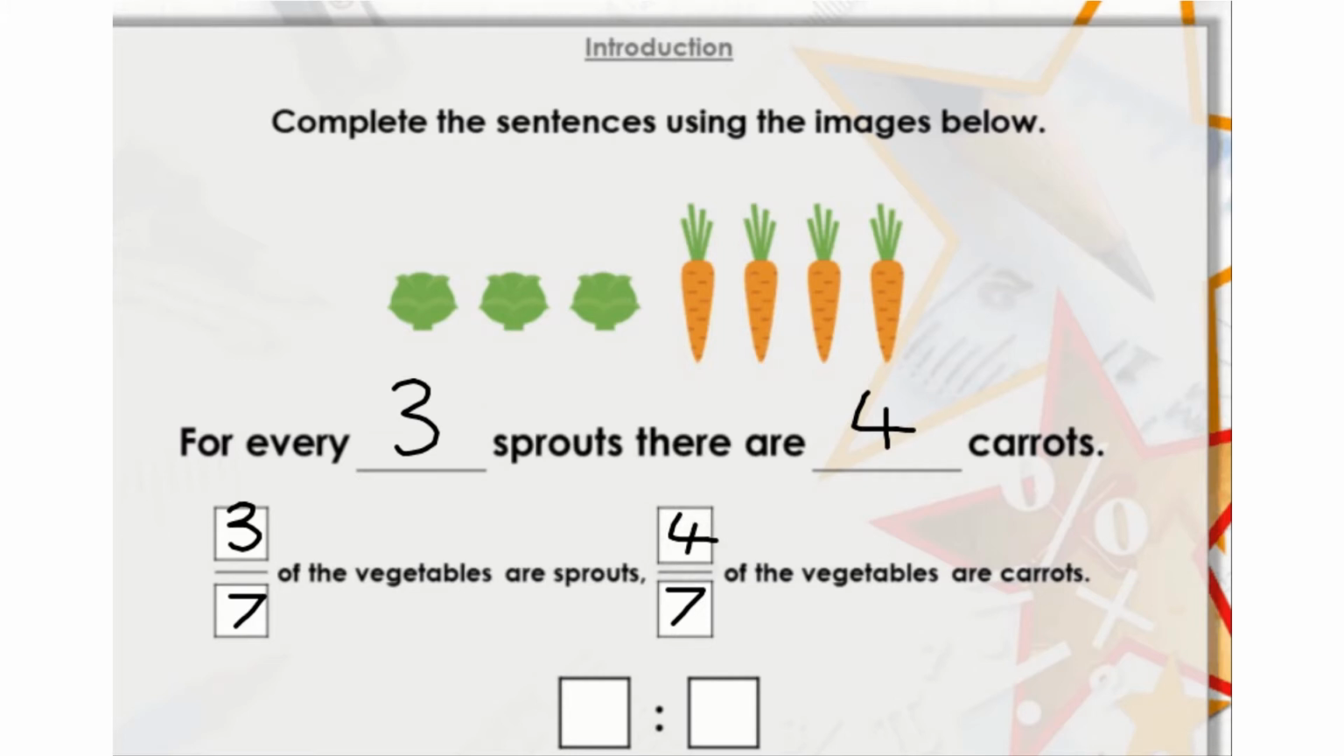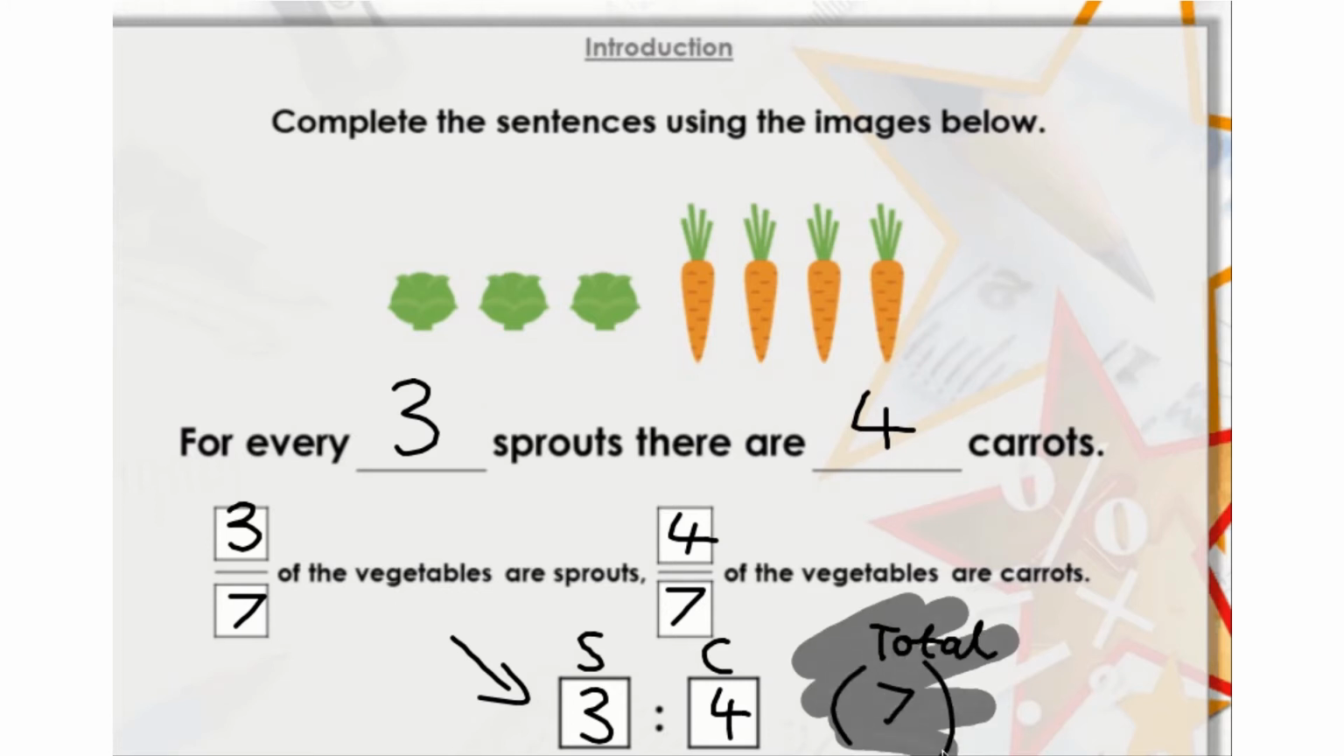But with ratio, we don't actually write the total number of parts. It's invisible. So when I want to put my numbers into the ratio section, just below here, I will be writing 3:4. 3 sprouts to 4 carrots. And the part that's invisible over here is this 7, which is the total number of parts. So that is sprouts, and that is carrots, and that is total. But we don't tend to write this part over here. We just leave it out.